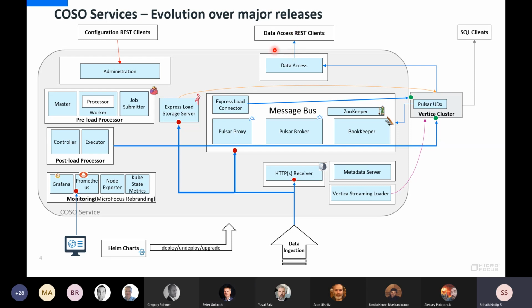Just to recollect again, we provide various components, with multiple modules within the COSO, which you can see in the various block diagrams. Once data gets loaded into the system, we have mechanisms to hold it in Pulsar at the first level, then Express load, and then, through various scheduling mechanisms, this data gets loaded onto Vertica.